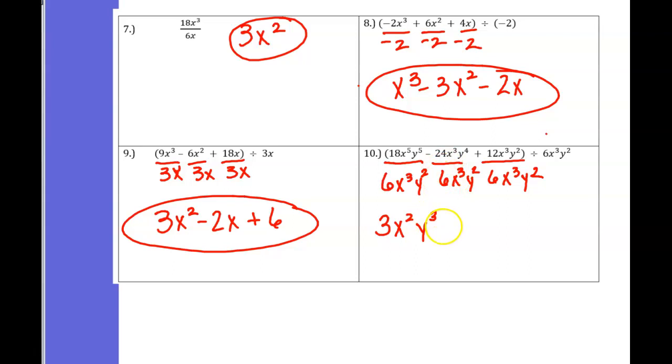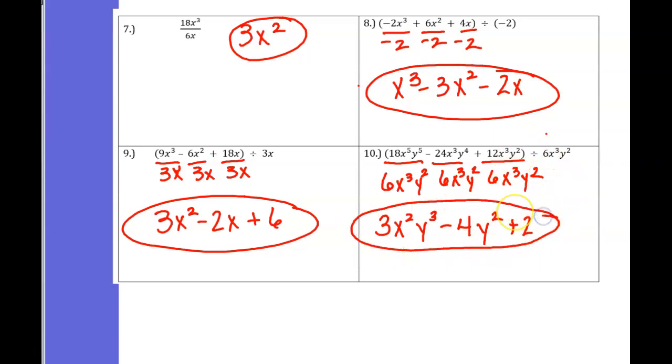Okay, the next term we'd get negative 24 divided by 6 is negative 4. The x to the third divided by x to the third would cancel out, but your y would be to the second power. And then the last term, 12 divided by 6 is 2. X to the third divided by x to the third would cancel out, and so would the y squared and the y squared. So there's your answer. Okay, so we divided polynomials.